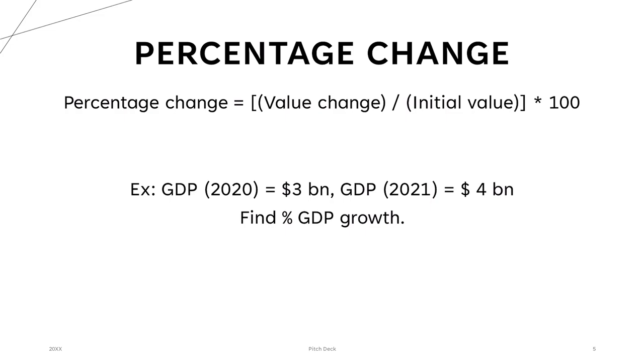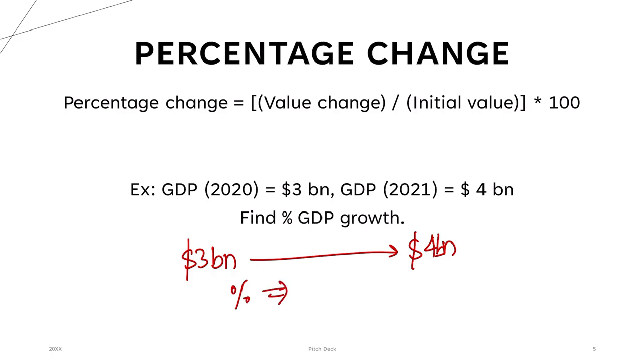Now looking at an example, suppose the GDP of a country, any country, in 2020 was $3 billion, right? In 1 year, it has grown to $4 billion. From 3 billion, it has grown to $4 billion. Find the percentage growth or percentage change. How much has it changed? It has increased by 1, right?